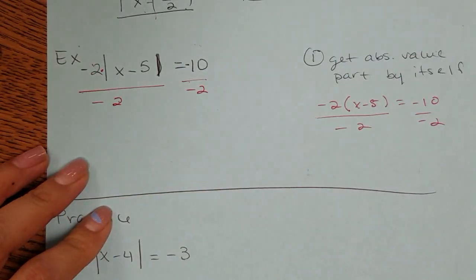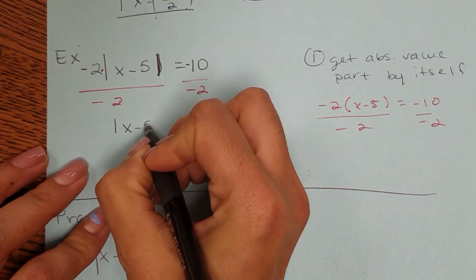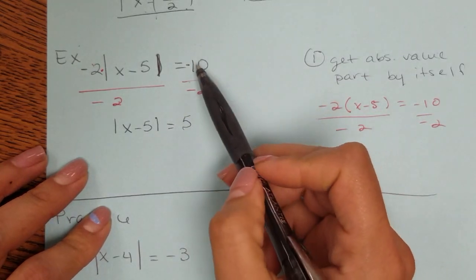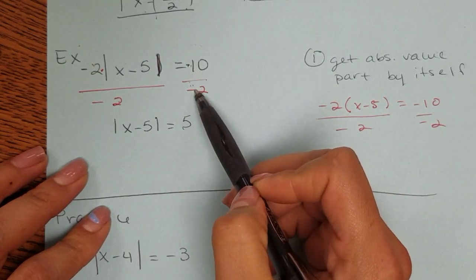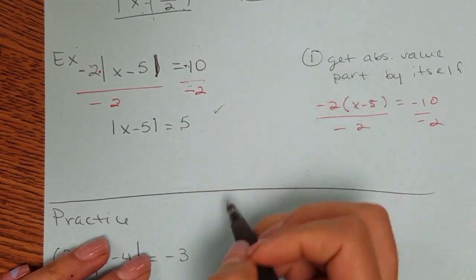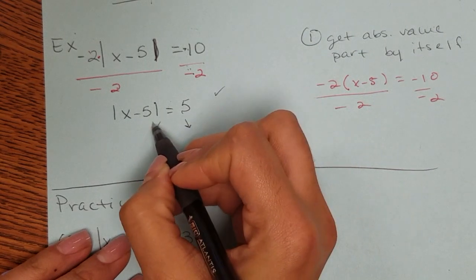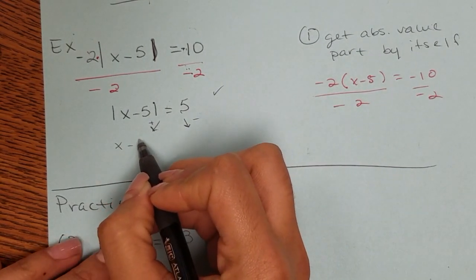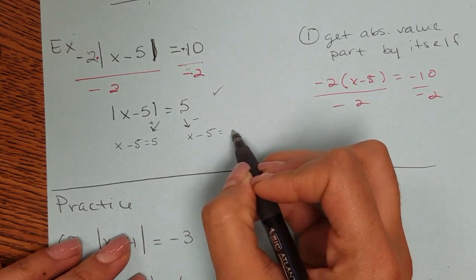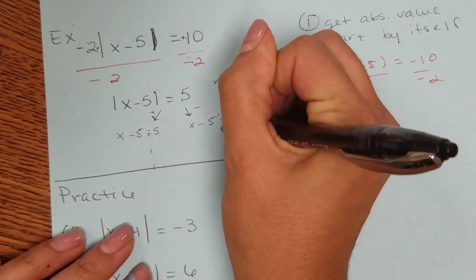Here, that's going to go to 1, and you're going to be left with the absolute value of x minus 5 is equal to a positive 5. Okay, so that's positive. Negative divided by a negative is a positive. So now that this is positive, you can go ahead and break it up into your positive and negative equations. x minus 5 is equal to 5, and x minus 5 is equal to negative 5. And then you solve them.